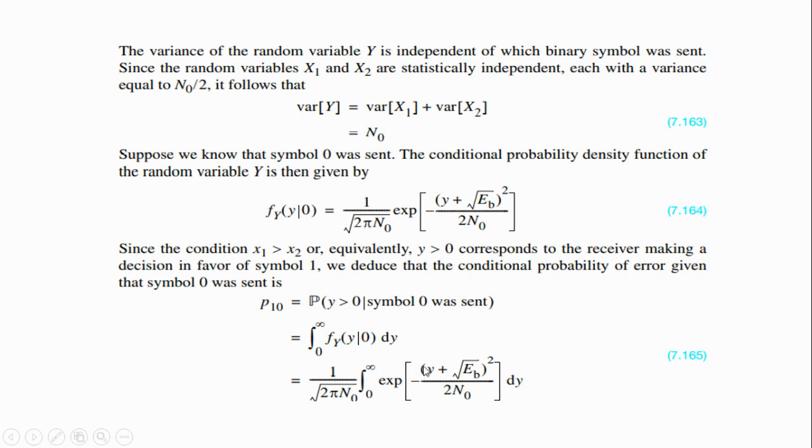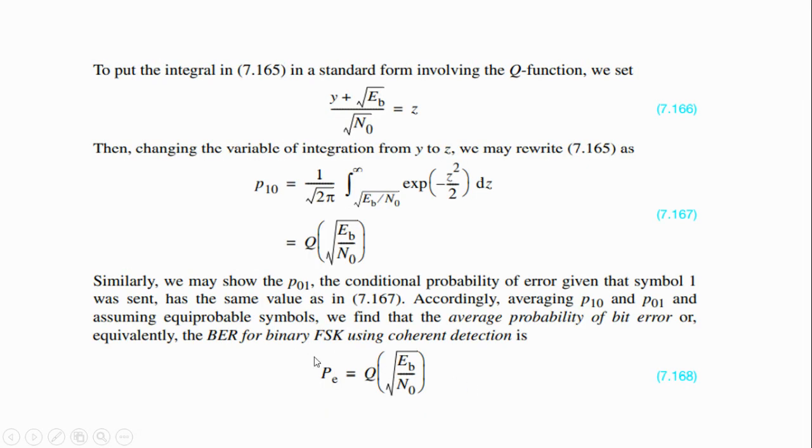Here we take (y + √Eb)/√N0 equal to z. If we substitute in this equation, then we will get P10 equal to 1/√(2π) times the integral from √(Eb/N0) to infinity of exp(−z²/2) dz. And then this is the error function, Q equal to Q(√(Eb/N0)).